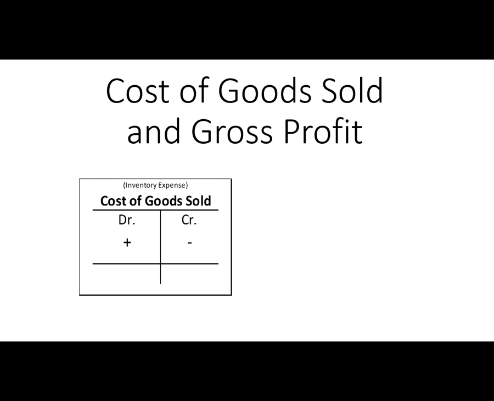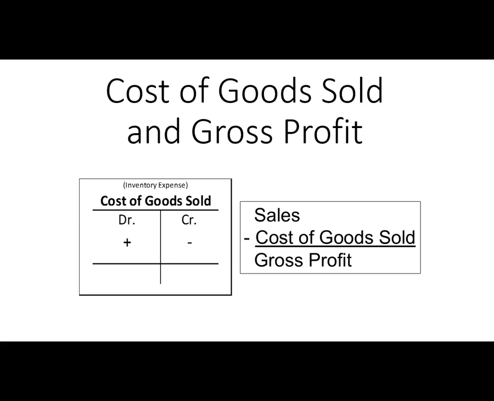So we could just call cost of goods sold inventory expense, but it has a proper name. The proper name is cost of goods sold, which is an okay name because it's exactly what it is. It's the cost of the goods that we've sold. Again, like most of our accounts, it's telling you exactly what it is right in the title.